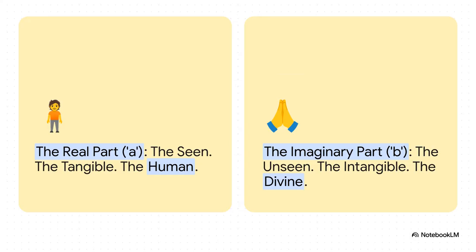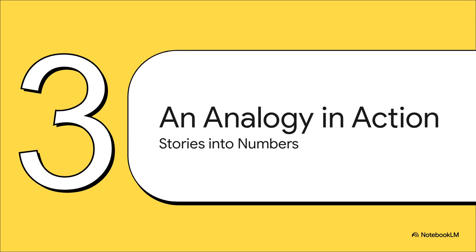You need a really, really good analogy. And here it is. This is the absolute heart of the whole lesson, the big aha moment. The real part, the a, is presented as everything you can see and touch, the tangible, the human. And the imaginary part, the b, that becomes the unseen, the intangible, what the lesson calls the divine. All of a sudden, a+bi isn't just some boring formula on a chalkboard. It's a story.